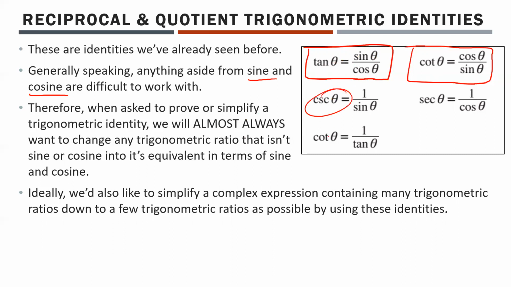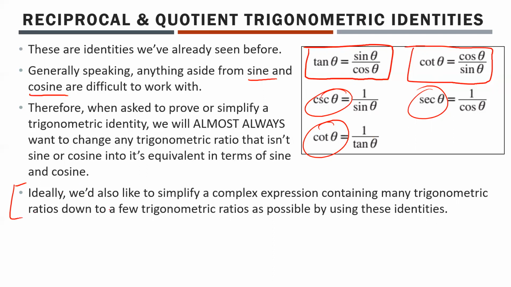The reciprocal identities, that should be no surprise to you. Those things just suck, and we've always said that. Those identities are just ridiculous. Whenever you have them, please just change them into sine or cosine. There are some very rare exceptions where you don't have to, but just generally speaking, it's a good idea.